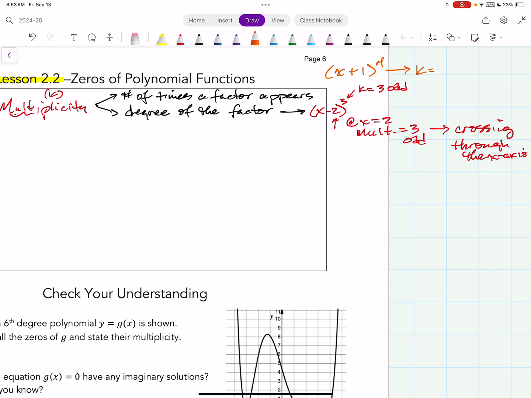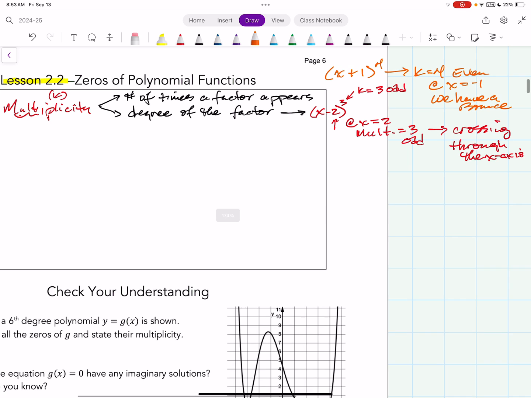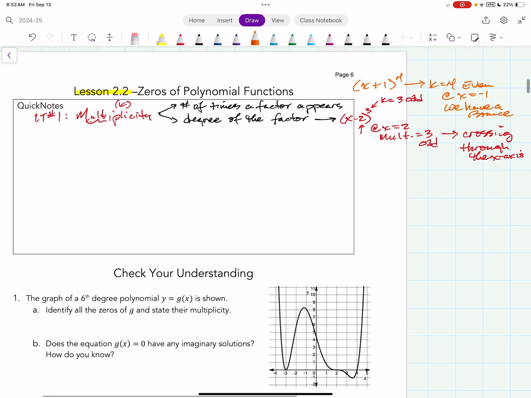So k, the exponent, the degree, is 4, and it's even. Okay, so at your zero, which is negative 1 in this case, at negative 1, we have a bounce. And you can verify that with decimals any day of the week because we've done that in class. Really easy to do. You just type the function in, look at it, and you can see that you have a bounce at -1. All right, and that's the only thing you need to really think about when you're given a function in factor form.